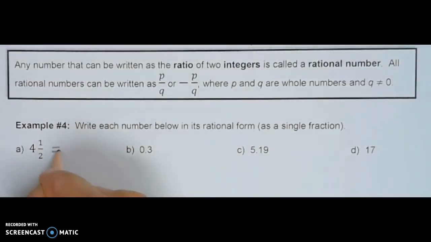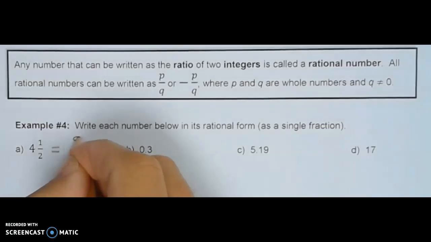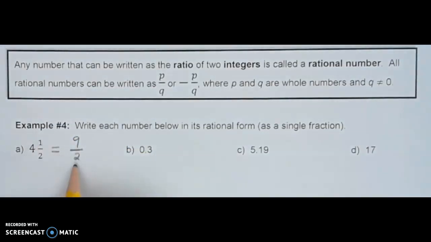And reviewing how we did this in earlier grades, remember, in order to change a mixed number into a fraction, you take the denominator, multiply it by the whole value, and then you add the numerator, and you put it over the original denominator. So my denominator is going to stay 2. Now we have to figure out for the numerator, well, 2 times 4 is 8. 8 plus 1 is 9. So 4 and 1/2 as a fraction is 9/2.